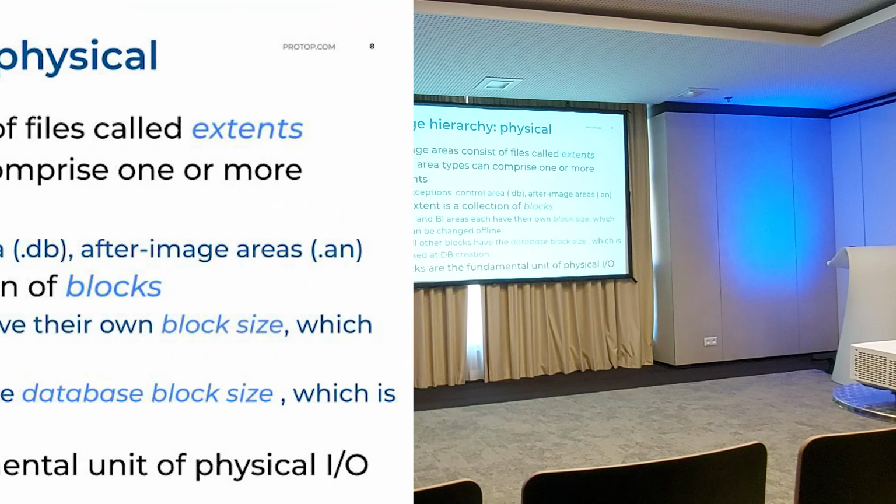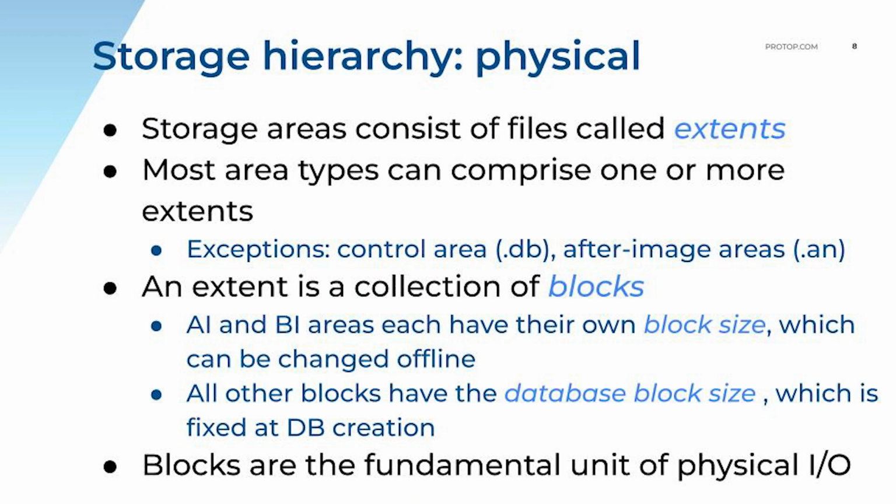Welcome. So let's start with the physical storage hierarchy. We know that databases have storage areas, and they're made up of files that we call extents. This is going to be a review on the first part, so bear with me. Just want to make sure we're all on the same level. Most areas can be made up of more than one extent, although there are a couple of exceptions to that. The control area and the AI areas are each one extent.